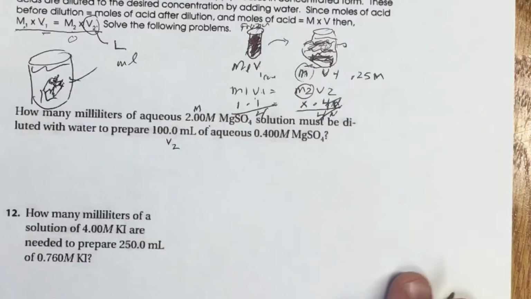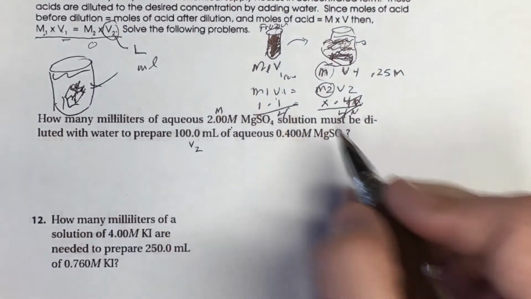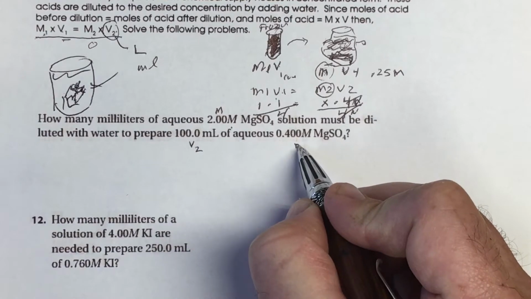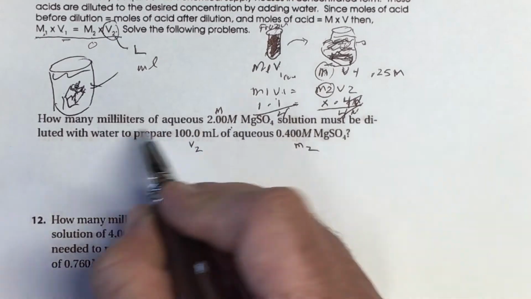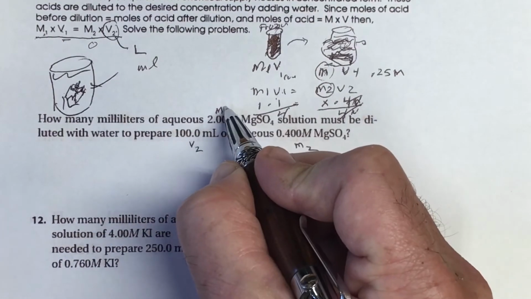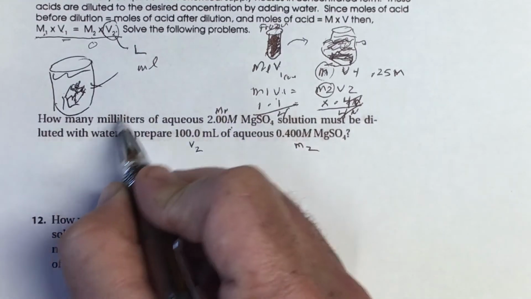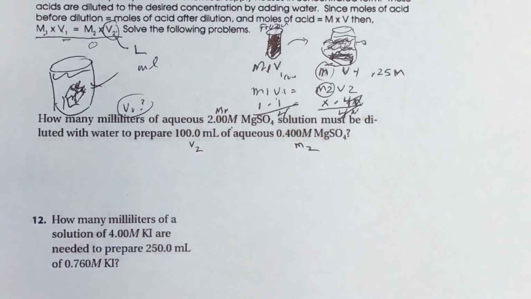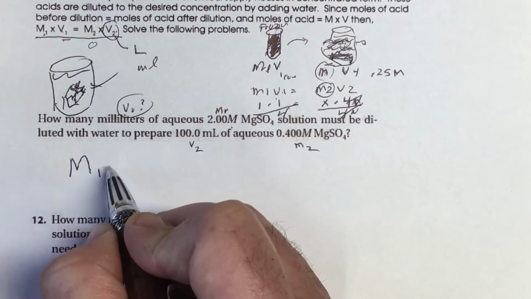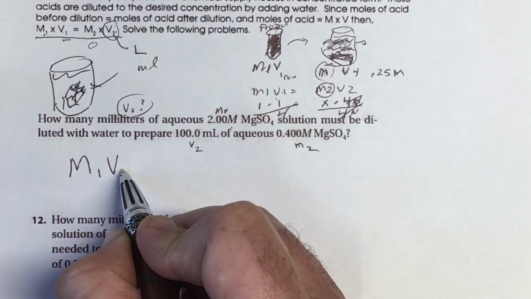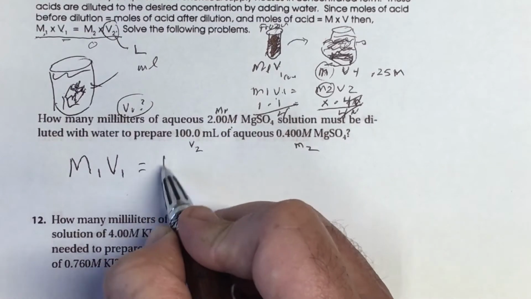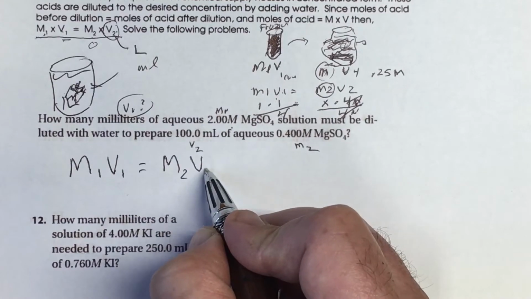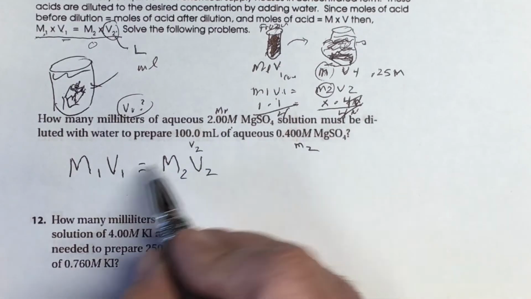This is going to be molarity 2. This is our new molarity. And that would mean that this would have to be molarity 1, what we're starting with. So how many milliliters? We're looking for volume 1 is what we're trying to find. So let's write our base equation. M1 times volume 1 is going to equal the new molarity, it'll be lower, times the new volume, which will be bigger. And let's just substitute in now.